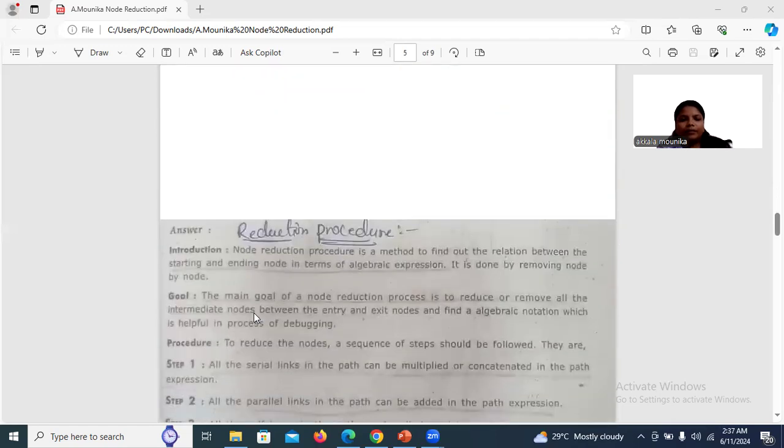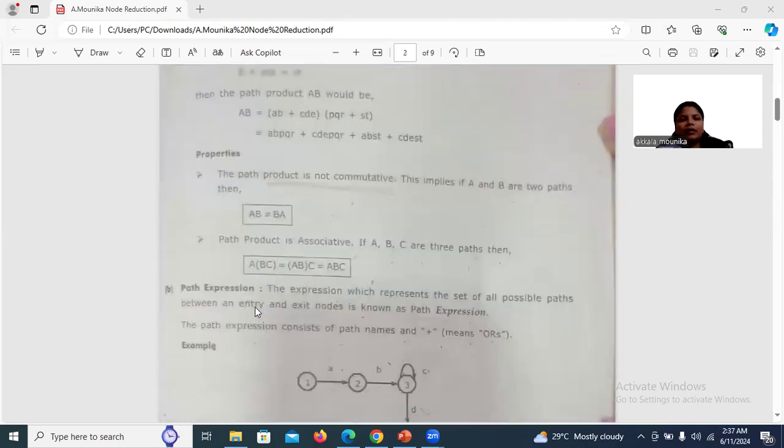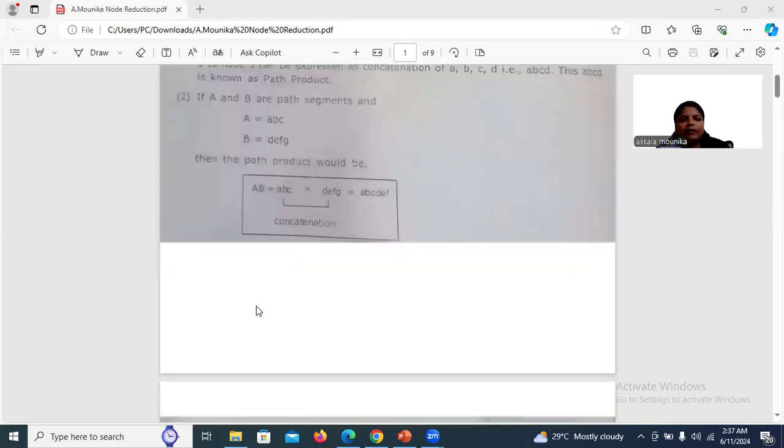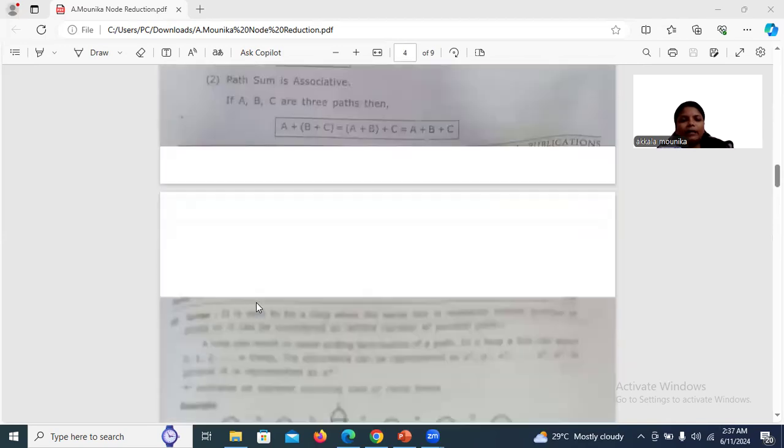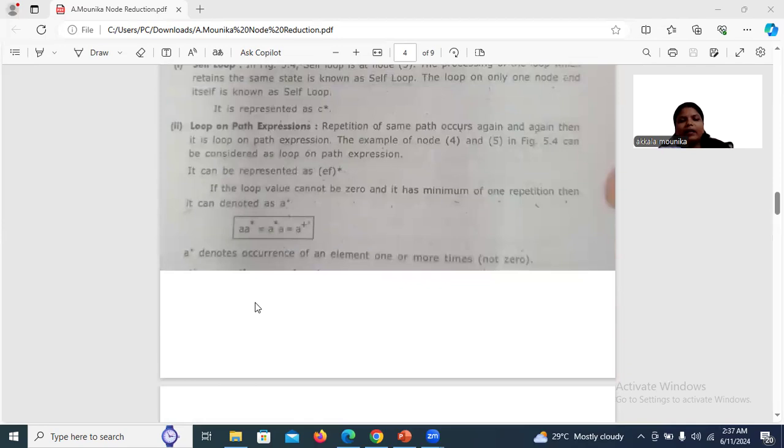Okay. Next, depending on all these rules, that means how the path product is done, how the path expression is done, how the path sum is taken, and how loops are handled, we have to remember and keep all of these in mind. And next we need to do the node reduction. So we need to reduce the nodes by using all these rules, that means the series rule, the parallel rule, and the loop on path expression.